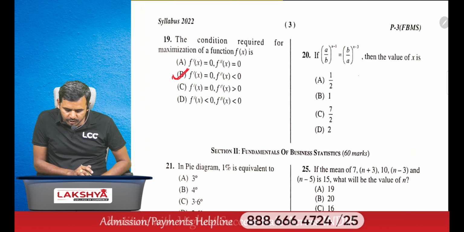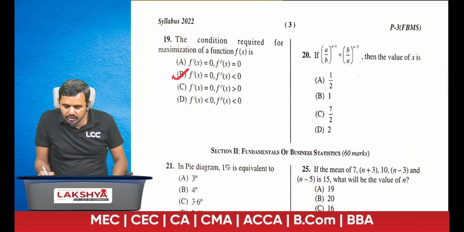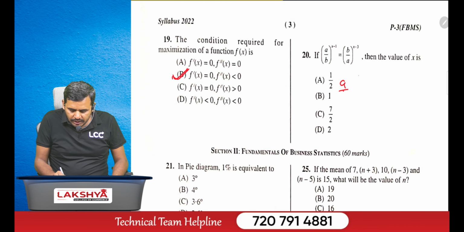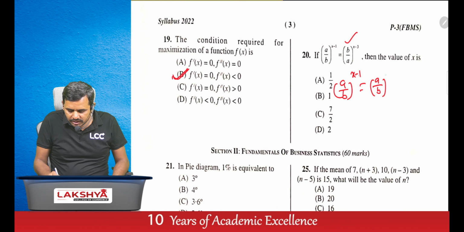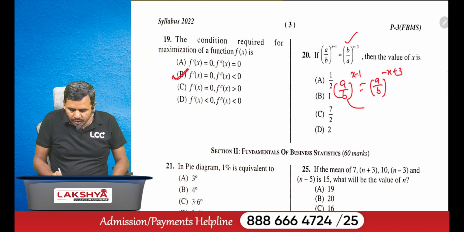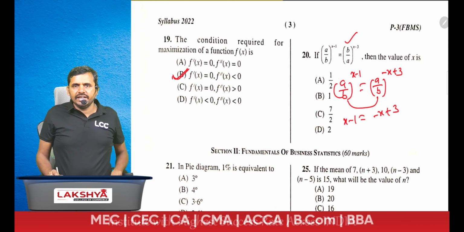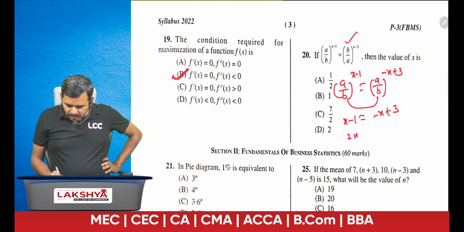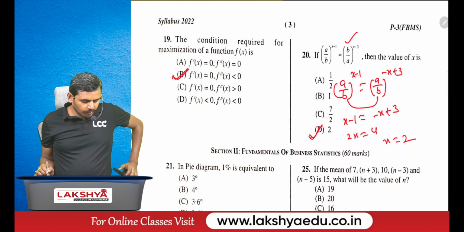See the problem number 20. a by b whole power x minus 1 equal to b by a whole power x minus 3. Then what is the value of x? See, a by b whole power x minus 1. Write it as a by b whole power minus 1 whole power x minus 3, that is minus x plus 3. Both sides bases are equal. Therefore, x minus 1 equal to minus x plus 3. Take x terms to one side. 2x is equal to 4. Hence, x is equal to 2. Hence, the right answer is D.